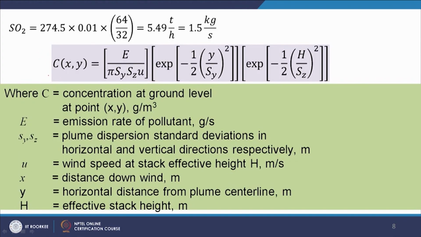We can calculate the concentration of SO2 by using this formula. All terms are defined, we have discussed in the previous class. So here we will put the values. So C is the concentration of SO2, that is equal to the emission rate in gram per second. So E we have calculated now: 274.5 into 0.01 into 64 by 32.